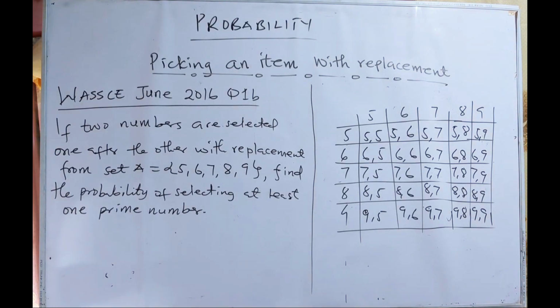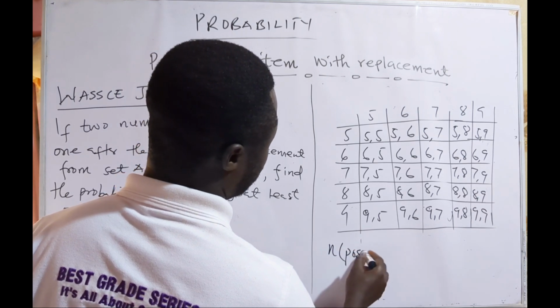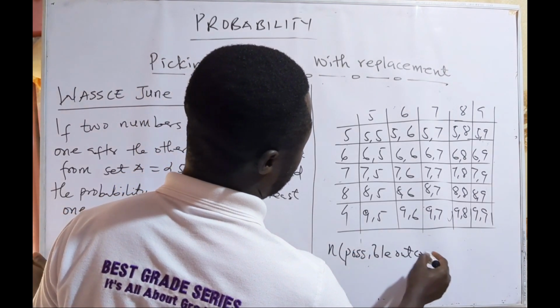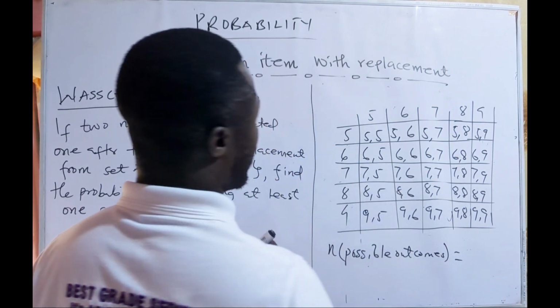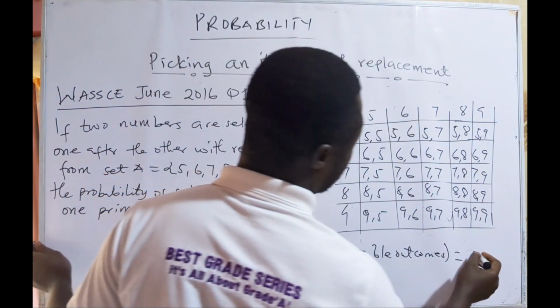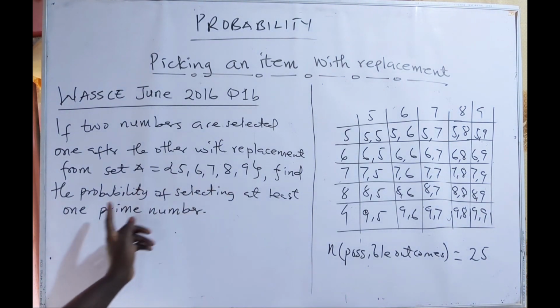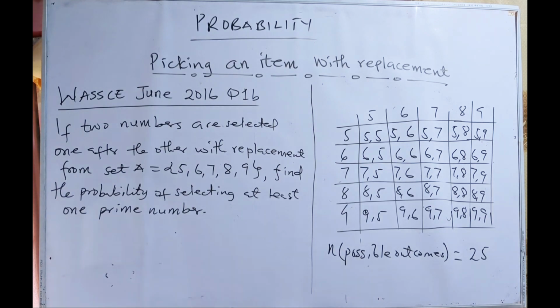So the question is, find the probability of selecting at least one prime number. Let's define the number of possible outcomes. There are 1, 2, 3, 4, 5 by 1, 2, 3, 4, 5, which is 25. So my possible outcomes are 25. As we find the probability of selecting at least one prime number, we look at the selections we have made here. What is the probability that when the selection was made, you selected at least one prime number?